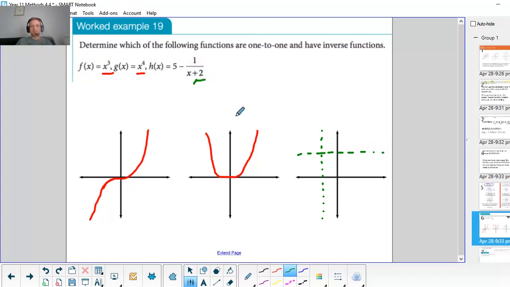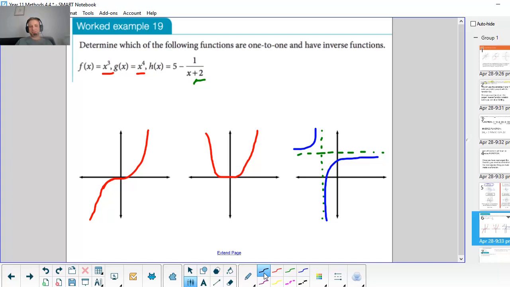There's a negative in front of my hyperbola, which means it's upside down. So normally the hyperbola would be in this quadrant and this quadrant, but it's going to be in this quadrant and in that quadrant. Okay, so what we've got to do now is just see if our graph passes these vertical and horizontal line tests to see if they're one-to-one or not.